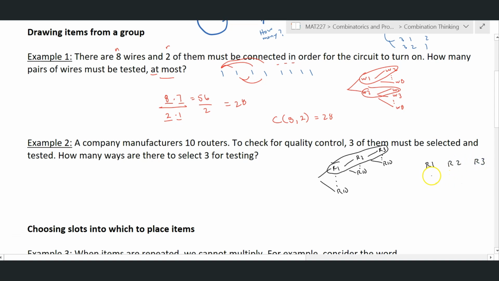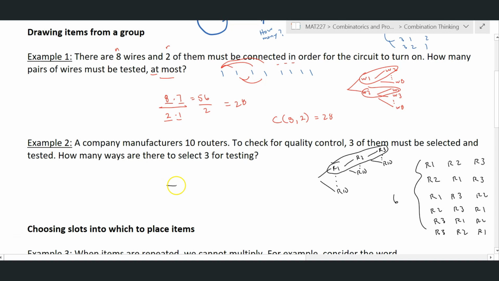as R1, R2, R3, it could be R2, R1, R3, it could be R1, R3, R2, it could be R2, R3, R1. Hopefully you're getting the idea that there are going to be 6 of these: R3, R1, R2, and R3, R2, R1. So there are 6 rearrangements of any 3 objects.